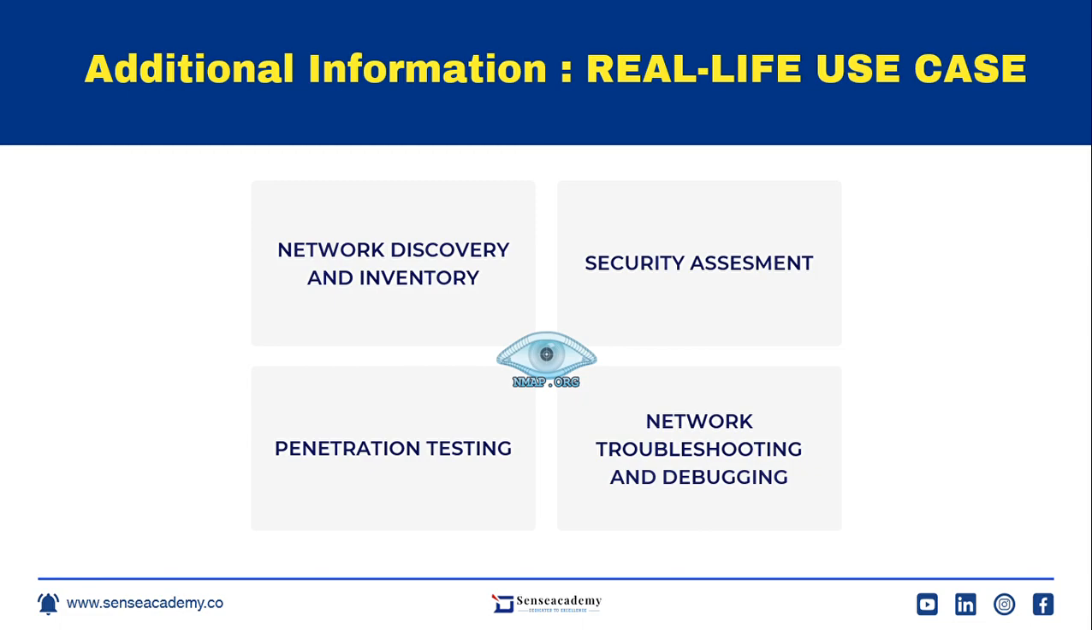The next thing, the very last thing of the topic about the Nmap introduction, is how this Nmap tool is going to be used in real life cases. So we have four things: network discovery and inventory, penetration testing, network troubleshooting and debugging, and security assessment. These are the four basic cores for which Nmap is used in real life scenarios as well. So we can use the Nmap tool to scan our entire network by checking its hosts, its ports, its services, and any vulnerabilities or weaknesses.